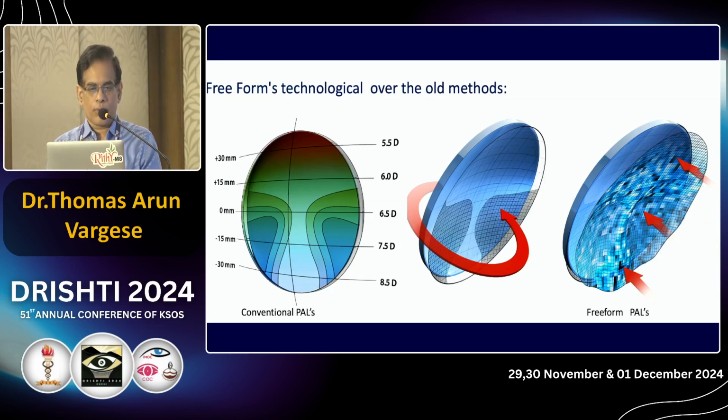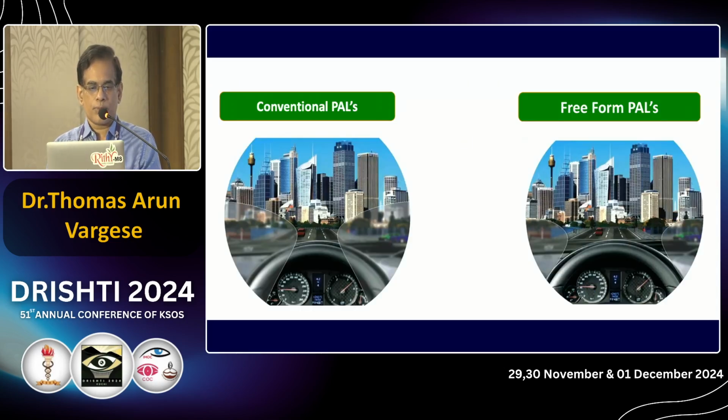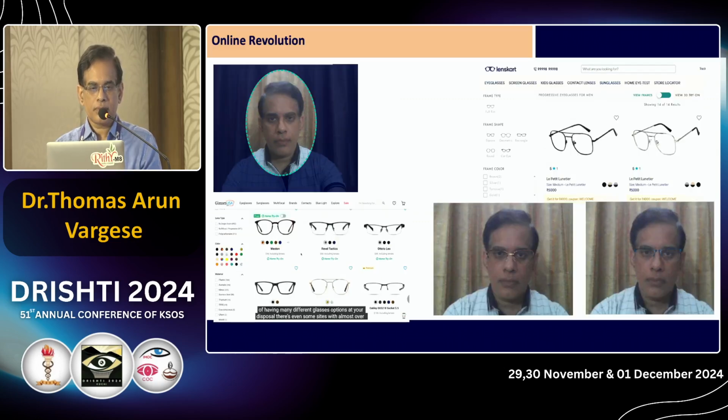Briefly on the progressives, you can see different new progressives that are now coming out, which have a much wider area of clear vision. So these are the conventional progressive addition lenses. Then you have the freeform progressive addition lenses, which give a much wider area. And now, of course, don't forget the online revolution.